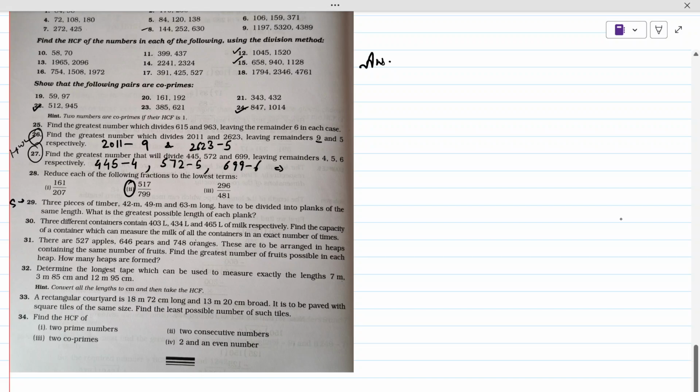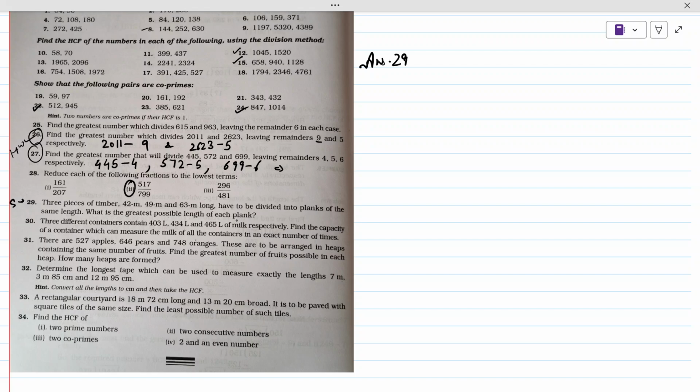Next question is question number 29. So what we have here is 3 pieces of timber, which is wood, 42 meter, 49 meter and 63 meter long, that have to be divided into planks of the same length. Then what is the greatest possible length of each plank?